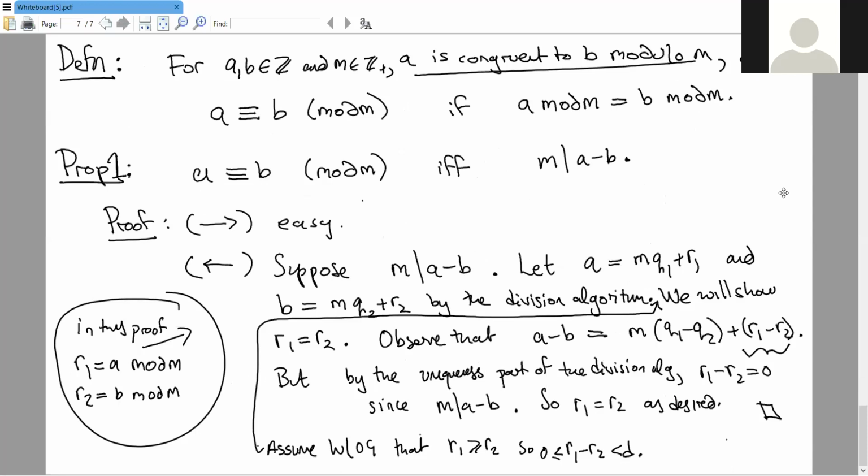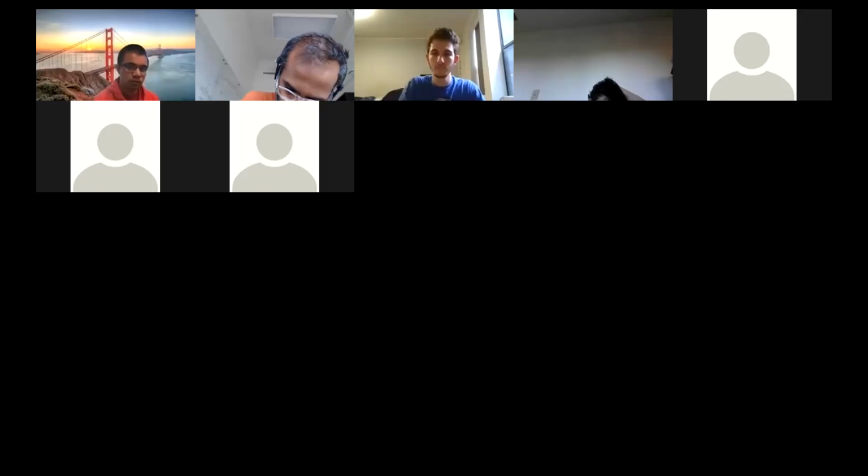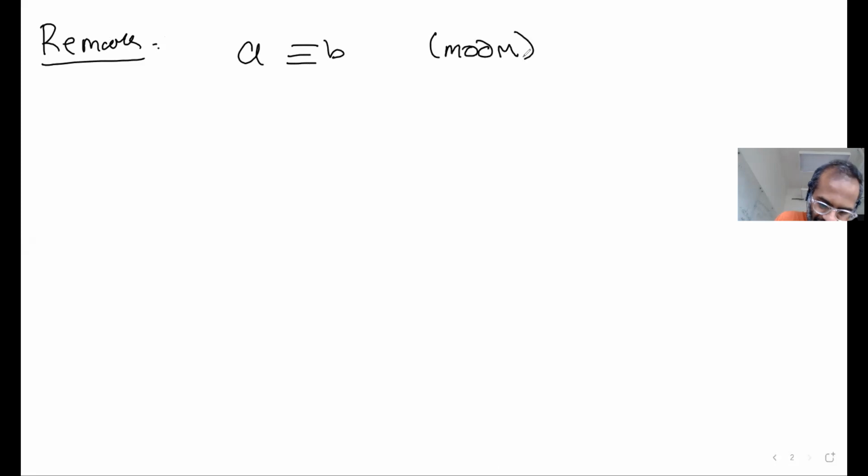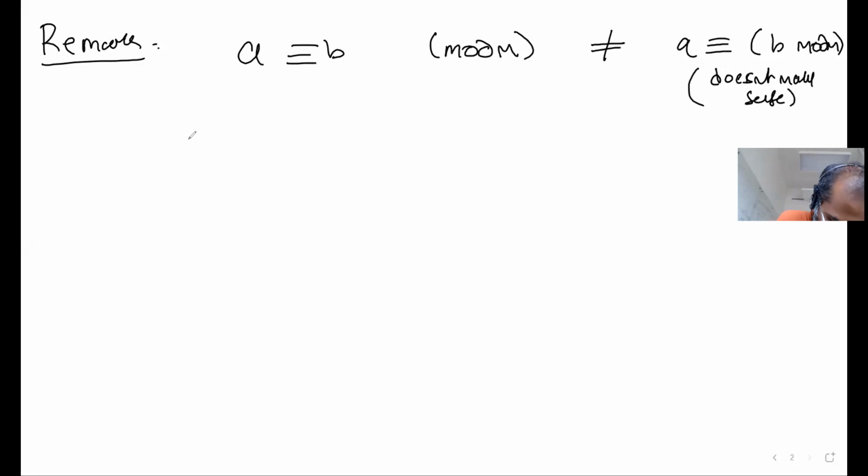So the mod m on the right side doesn't mean you just do the operation to b, for both a and b? Yeah. Okay, good question. So let me make a remark. A is congruent to B mod M. This doesn't mean you compute the remainder of B. That's why you put the parentheses around the mod M. This is not the same thing as saying A is congruent to B mod M without parentheses, which actually doesn't even make sense, right? So in fact, in general, this doesn't make sense without the parentheses around mod M.